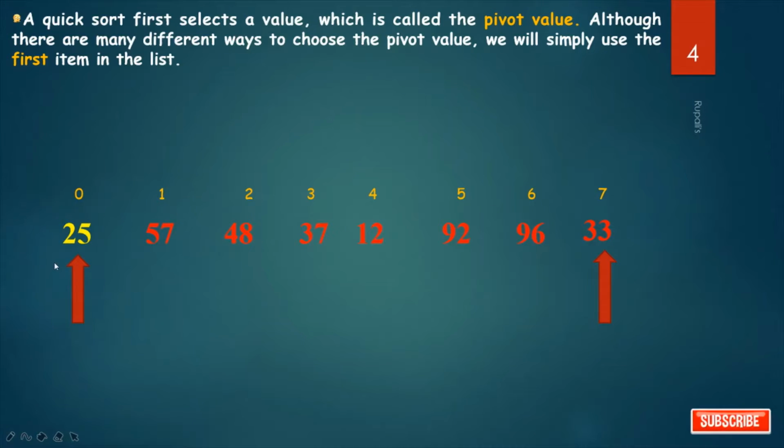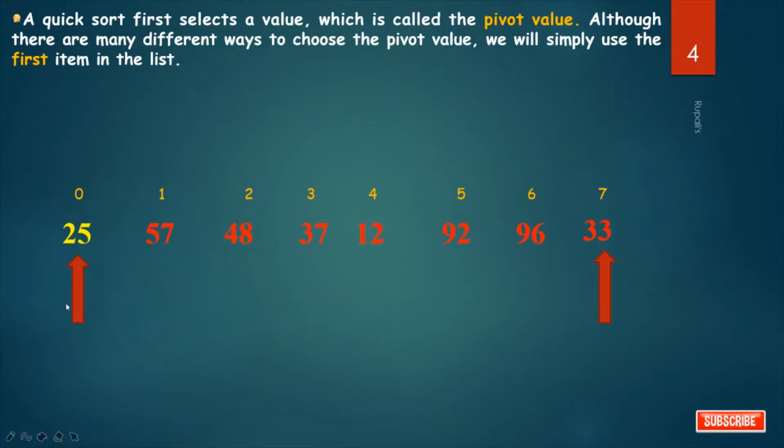Now, what you have to do? You have to take two pointers. One is the lower pointer, another is the upper pointer. The lower pointer points to the starting element of the array and the upper pointer points to the last element of the array. And what you have to do? You have to increase the lower pointer till we get an element that is greater than the pivot element. And you have to do just the opposite: you have to decrease the upper pointer till we get an element that is less than the pivot element.